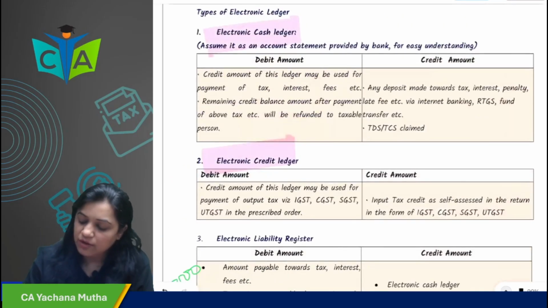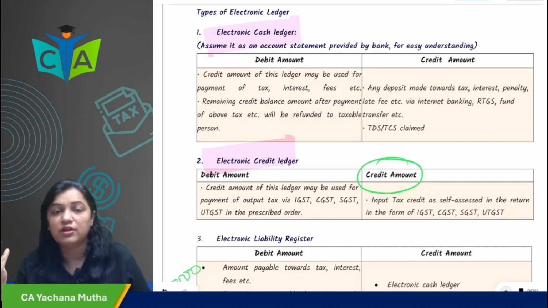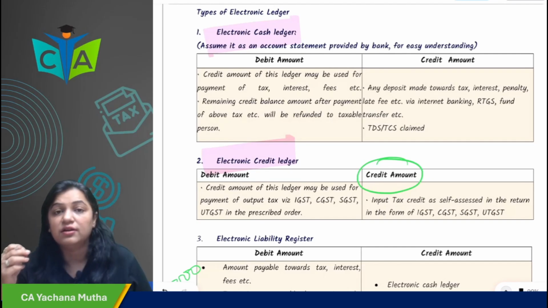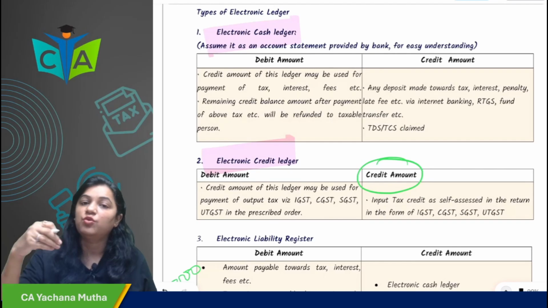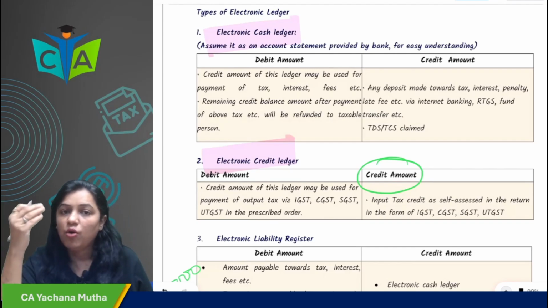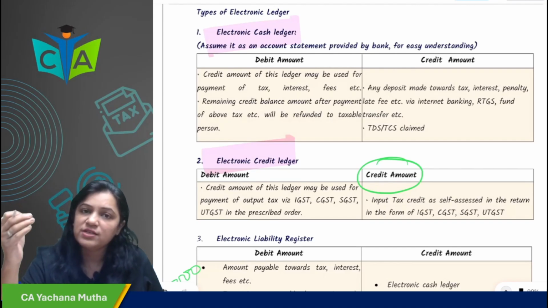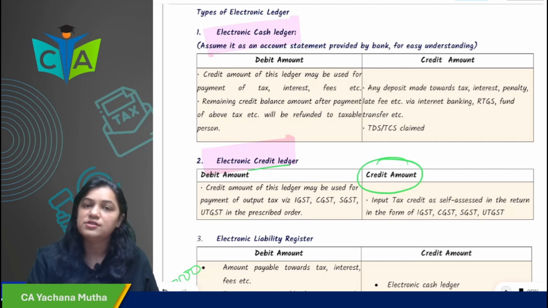Now you remember the electronic credit ledger. What was the electronic credit ledger? What is credited in the electronic credit ledger? The amount credited in the electronic credit ledger is the input tax credit, which is self-assessed. Whatever purchases you have made, on which you have paid taxes, you must have taken input tax credit of the same. The same will be credited in your electronic credit ledger.